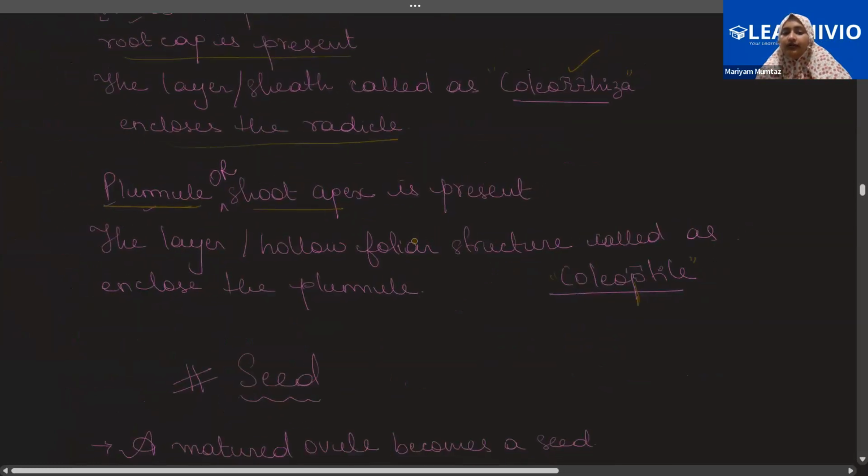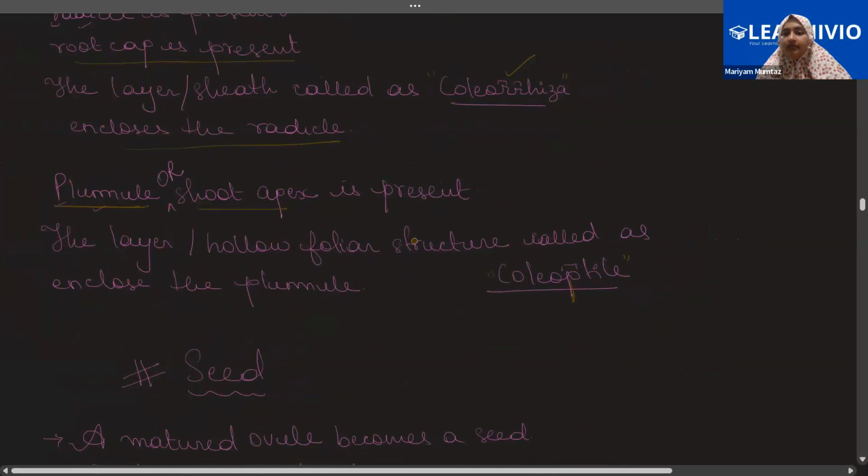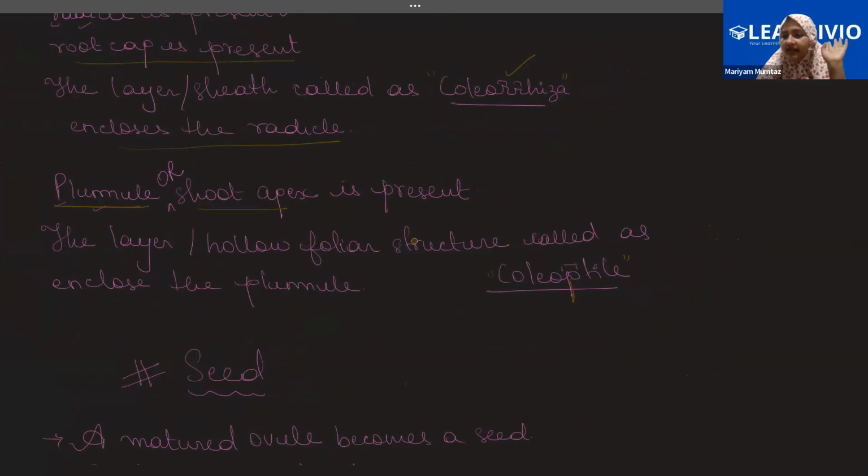So the endosperm development and embryo development, both of these topics are clear to you? You understand what this whole topic is about? The seed, the cotyledon and everything? Any doubts, anyone? All right.